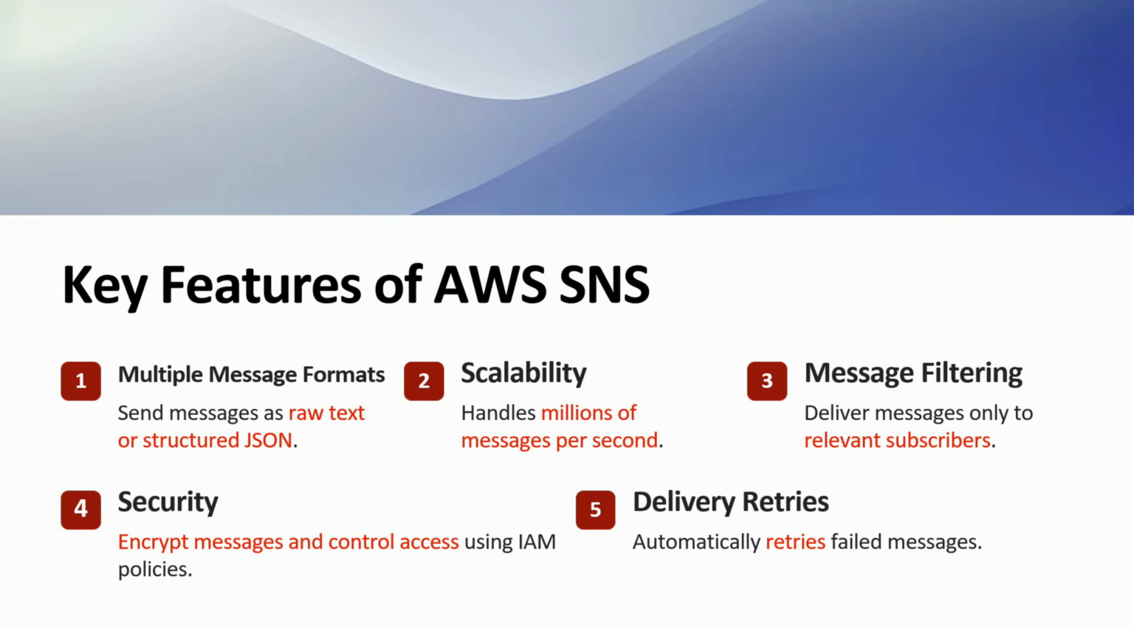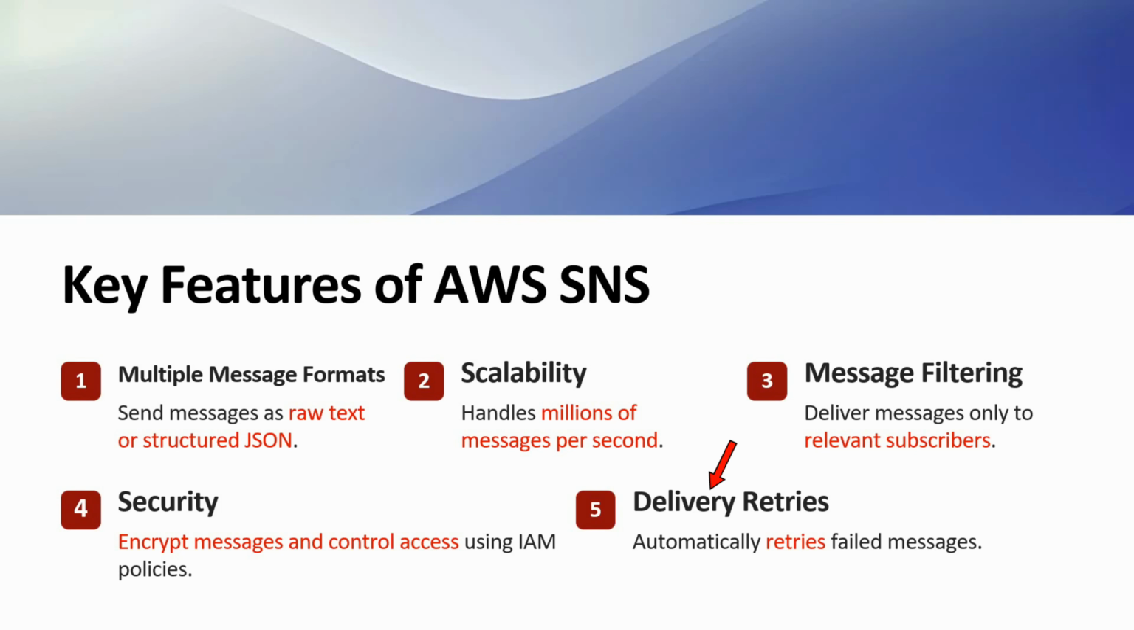What are the key features of AWS SNS? First point is multiple message formats. Send messages as raw text or structured JSON. Next point is scalability. Handles millions of messages per second. Next point is message filtering. Deliver messages only to relevant subscribers. Next point is security. Encrypt messages and control access using IAM policies.